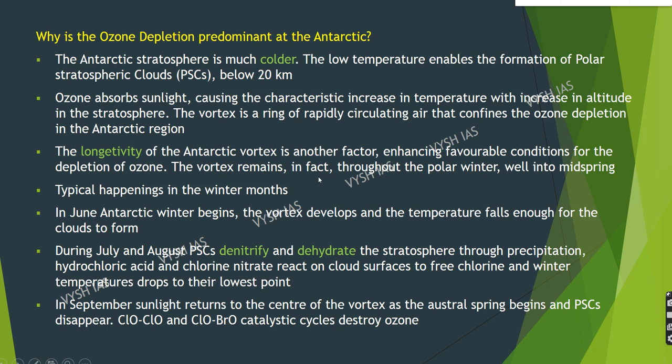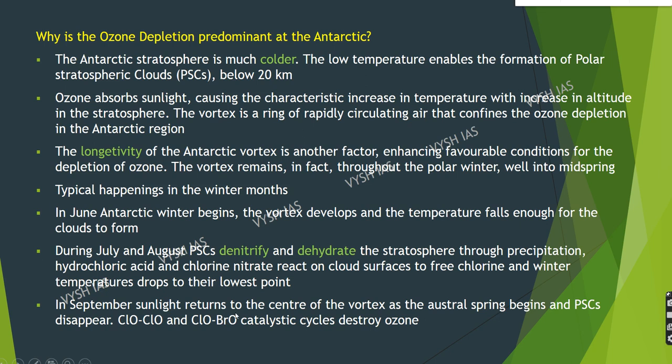The vortex remains intact throughout the polar winter into mid-spring, whereas the vortex in the Arctic disintegrates by the time polar spring arrives. Typical happenings in the winter months leading to the ozone depletion: In June, Antarctic winter begins, the vortex develops and the temperature falls enough for the clouds to form. During July and August, these clouds denitrify and dehydrate the stratosphere through precipitation. Hydrochloric acid and chlorine nitrate react on cloud surfaces to free chlorine, and winter temperatures drop to their lowest point.